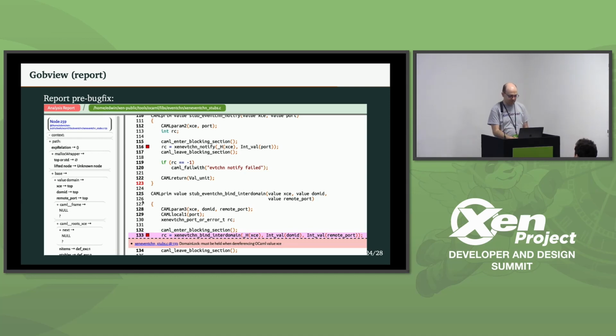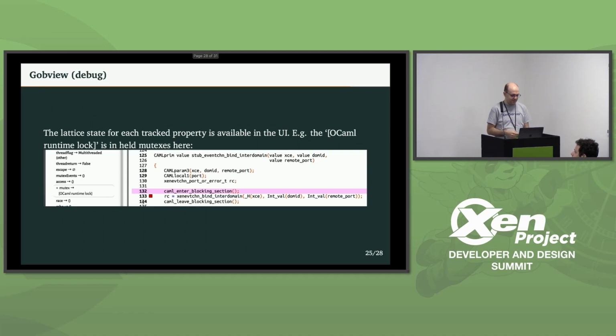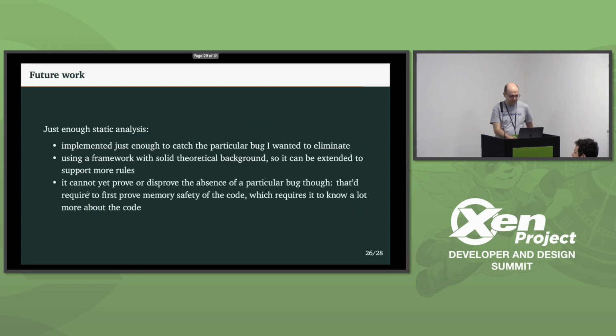It also has a built-in viewer, which also shows the same kind of error. You don't have to use GitHub Actions. You can do everything locally. And that built-in web UI tool also gives you some debugging information, like about the OCaml runtime log.